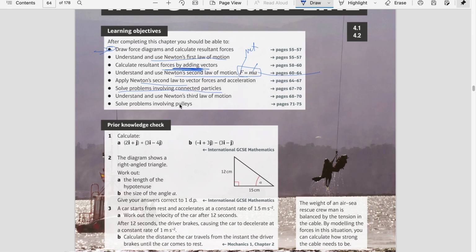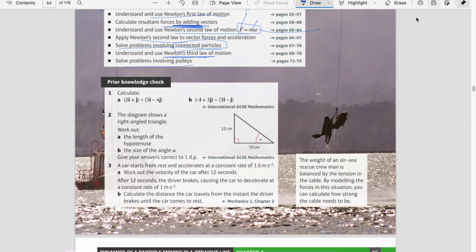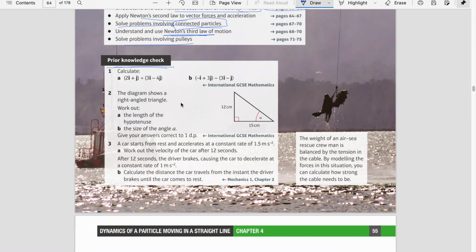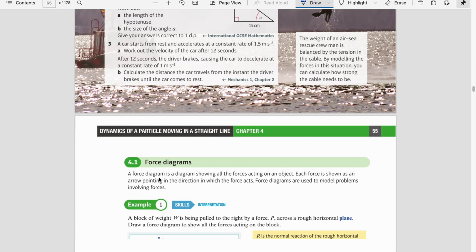Solving problems involving connected particles, we'll solve them soon. Understand the use of Newton's third law, and solve problems involving pulleys. Then we'll skip this, as it is prior knowledge we just covered in chapter 3: addition of vectors using Pythagoras' theorem and simplifying.